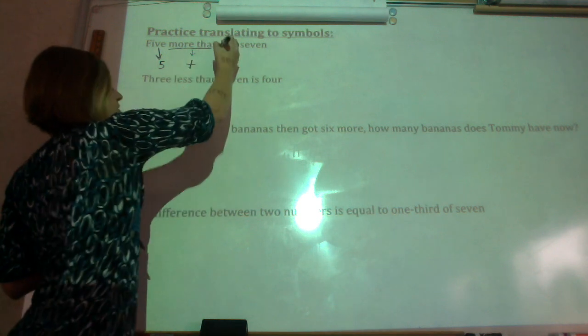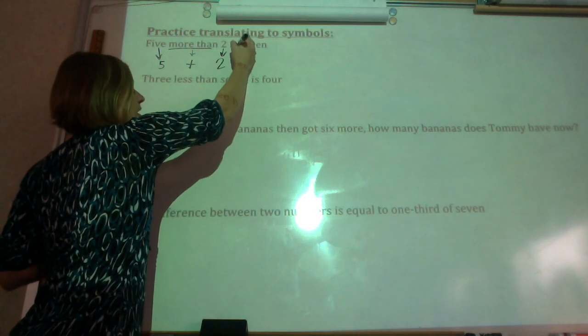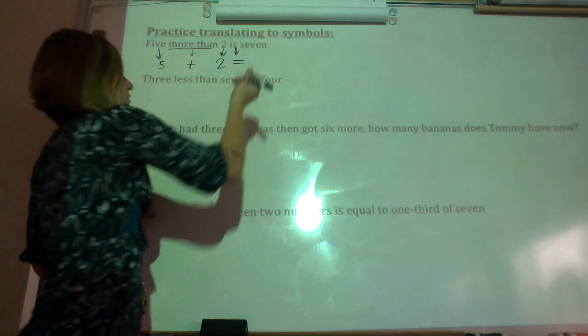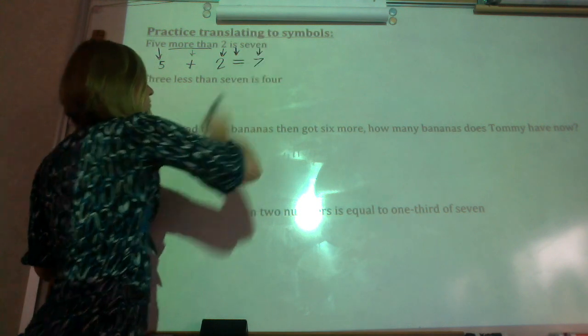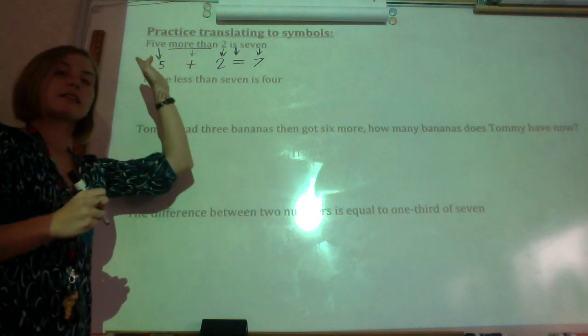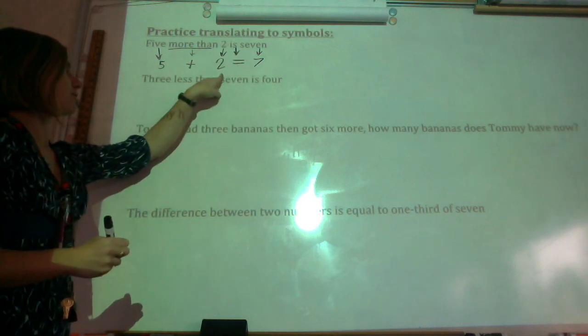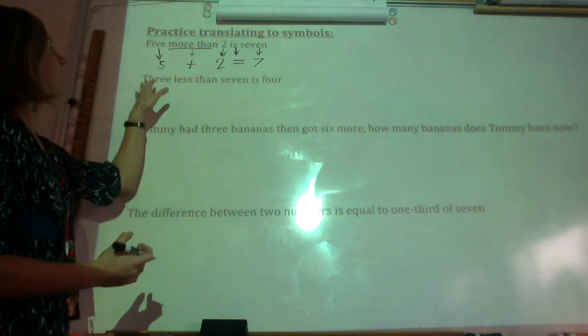2 translates obviously into 2. Is translates into equal, just like we saw from above, and 7 translates into 7. So we just translated the words into an equation, and that equation makes sense. Yeah, 5 plus 2 equals 7. So let's take a look now.